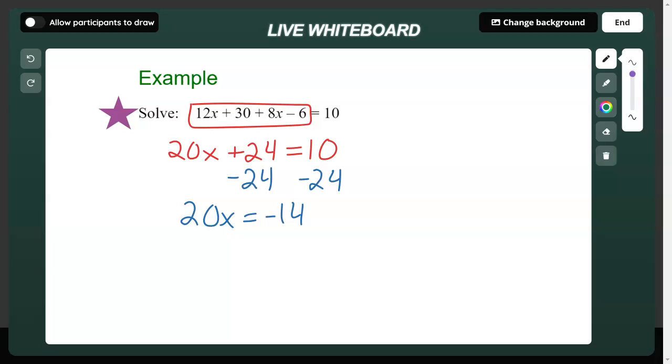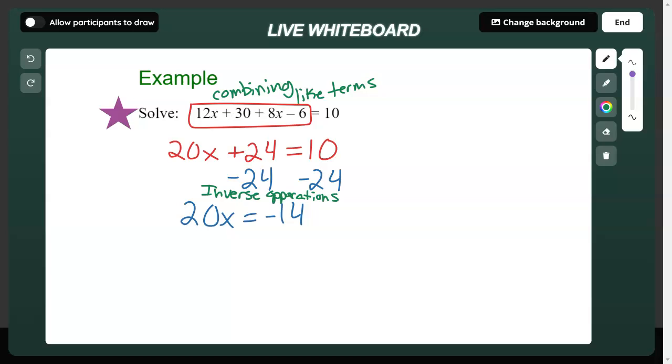Okay? So let me kind of label. This was combining like terms. That was that first step, and then we used inverse operations. Okay? So always want to combine like terms first. You won't always have to combine like terms. You may get an equation that starts in this form of 20x plus 24. Okay? If that's the case, you don't have to combine like terms. But here we did, then we apply inverse operations.